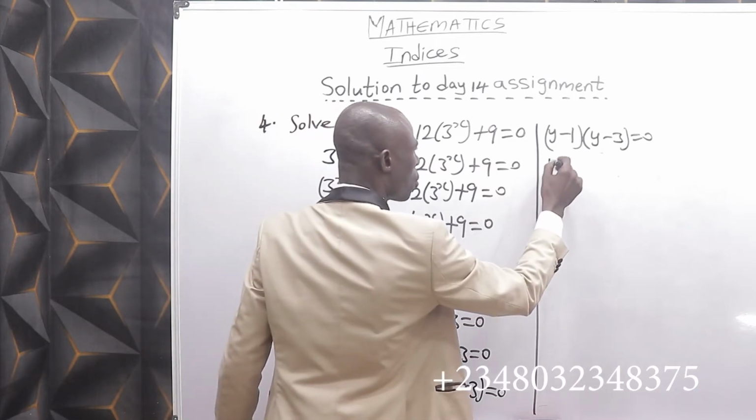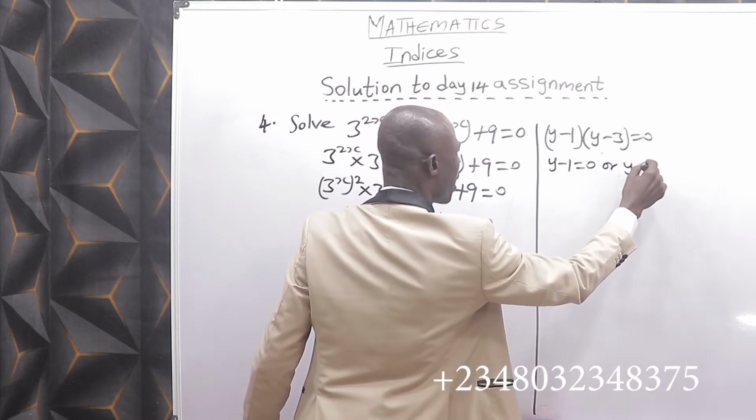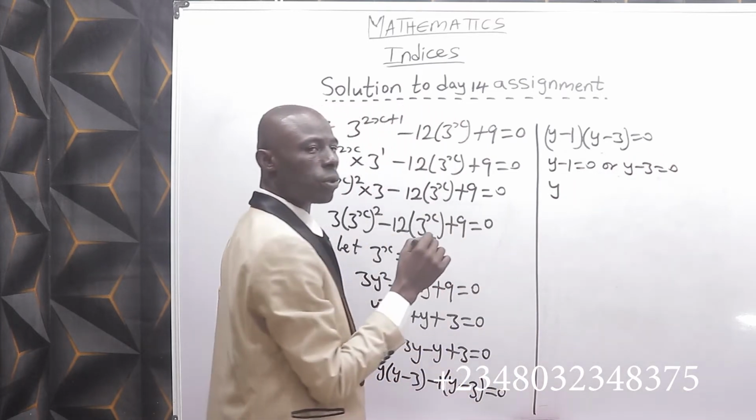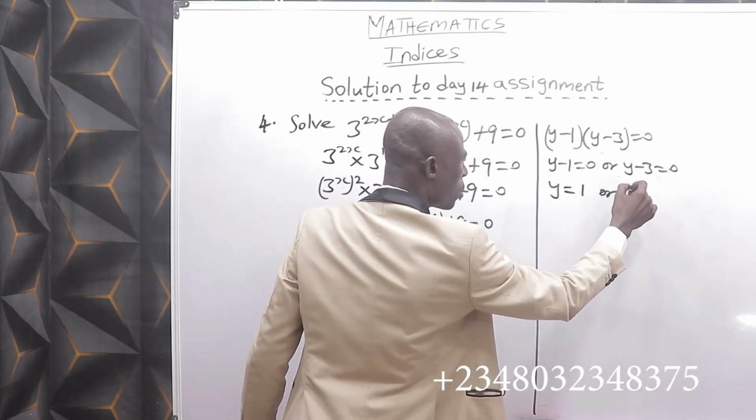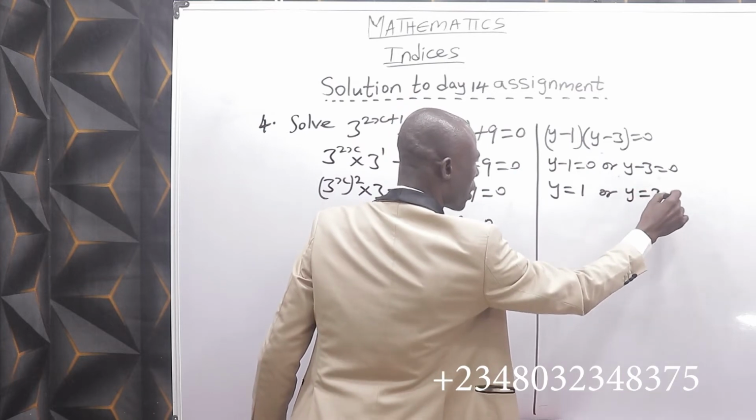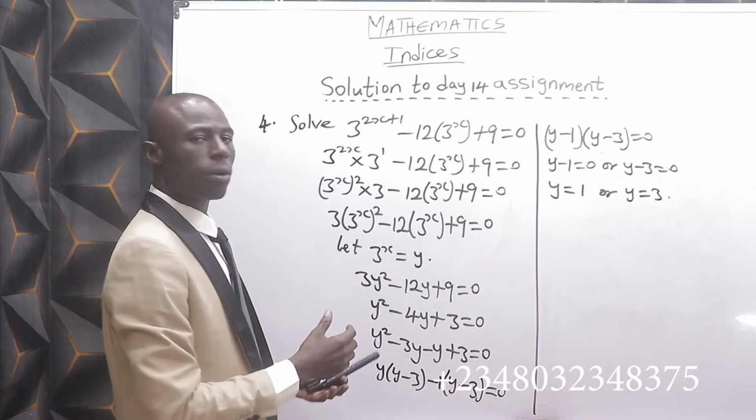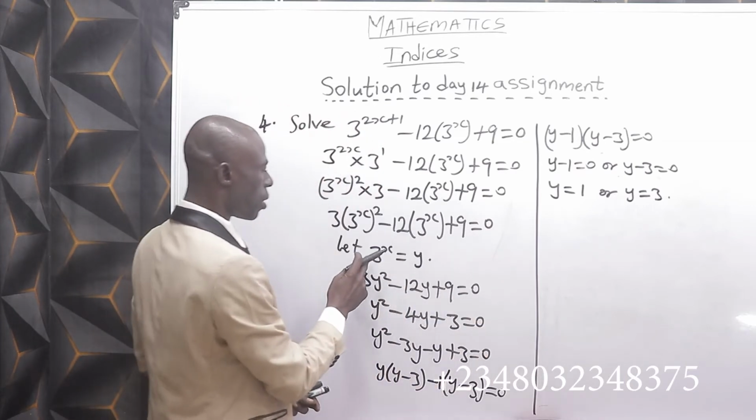Quadratic equation. So y minus 1 equals 0, or y minus 3 equals 0. You solve this simple linear equation. Y equals 1 or y equals 3. Don't forget, y is not the variable we have from the beginning. So let's refer to the representative.